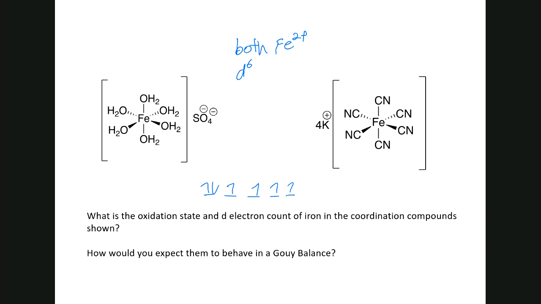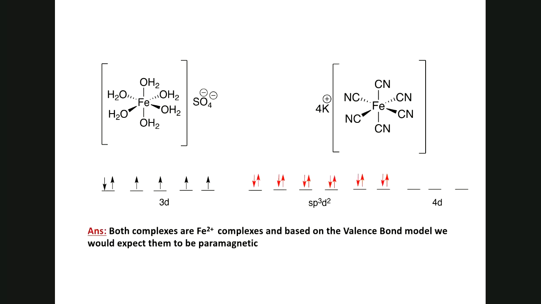All right, cool. So based off what I just told you and the previous bonding model we're looking at, we would expect both of these species to behave the same when we put them into a Gouy balance because they're both iron 2+, they both have 6 d electrons, so therefore we're expecting 4 unpaired electrons. If we put that in, it's going to be paramagnetic, right? So based off previous information, we'd expect them to be paramagnetic. And those of you who have been with me long enough know that that question was just a setup, right? It's going to get way more complicated than that.